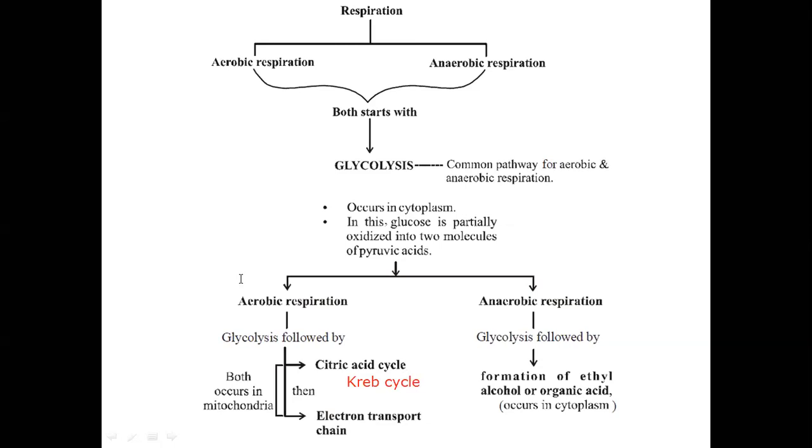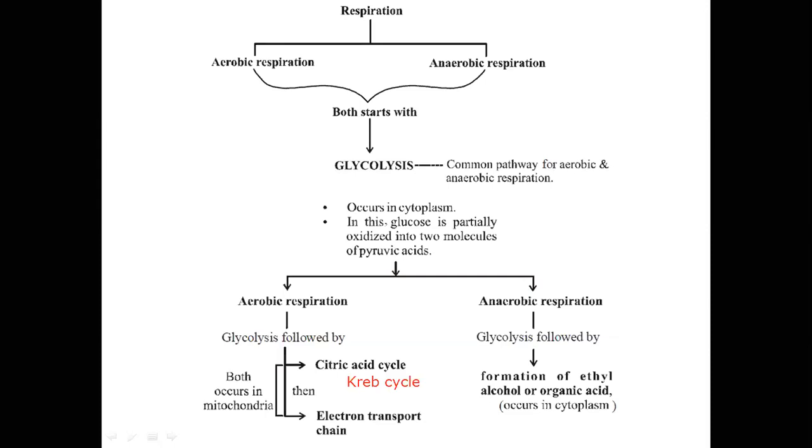So the respiration starts from glycolysis, whether it is aerobic or anaerobic. Through glycolysis, two molecules of pyruvic acid have been formed. When oxygen is present, this pyruvic acid will further move into the Krebs cycle or the citric acid cycle, which is again followed by the electron transport chain, and energy will be released. This is the pathway of aerobic respiration. Anaerobic respiration is where glycolysis is followed by formation of alcohol or lactic acid.